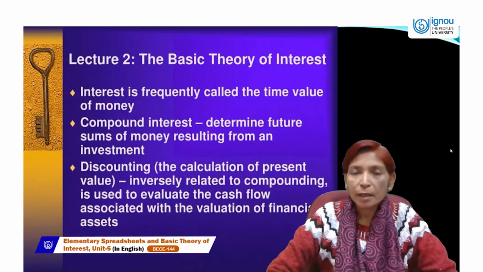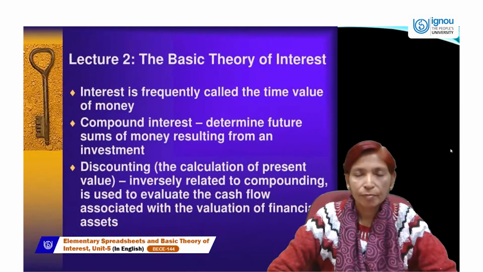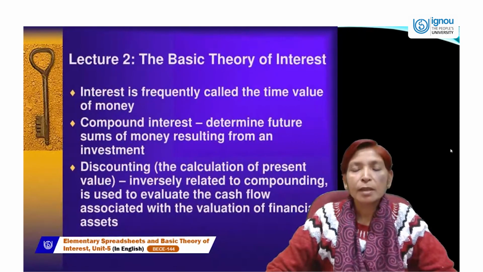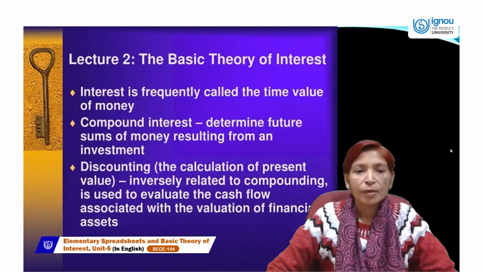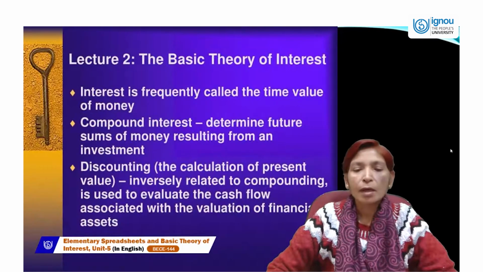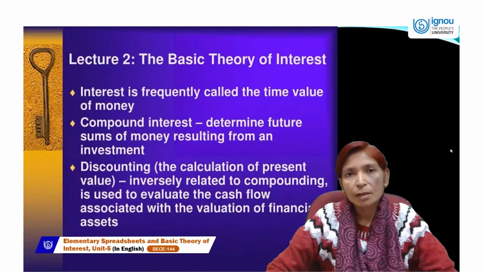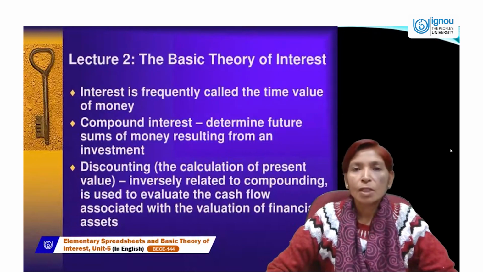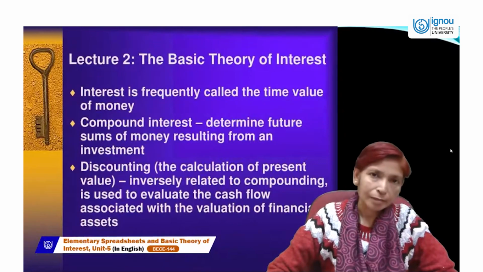Interest may be simple interest or compound interest. Compounding determines future sums of money resulting from an investment. And discounting, the calculation of present value, is inversely related to compounding. It is generally used to evaluate the cash flow associated with the valuation of a financial asset.